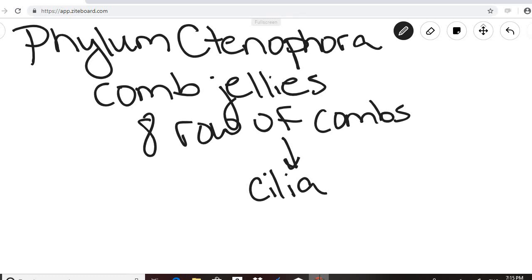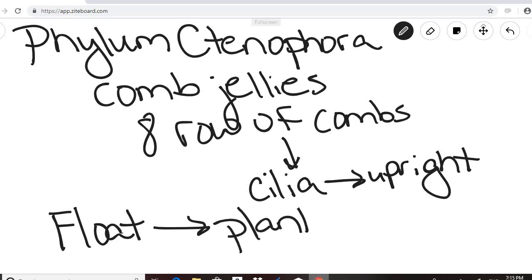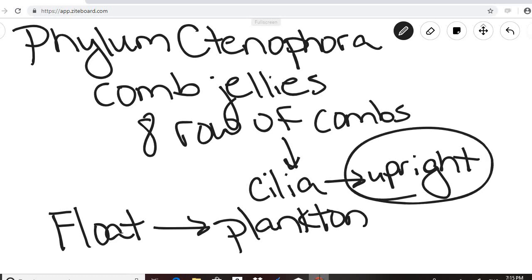So the cilia aren't for movement. They are to help the organism stay upright. So these comb jellies still float in the water. Because they just float, as we learned last week, they would be classified as plankton. So the cilia are just to help them stay upright in the water.